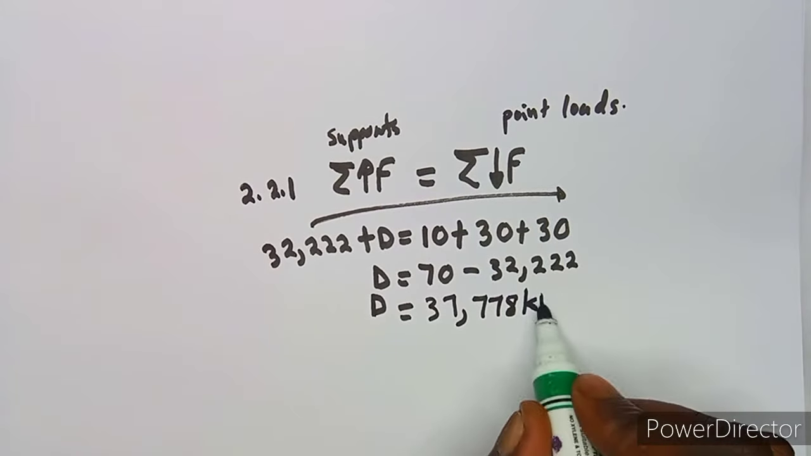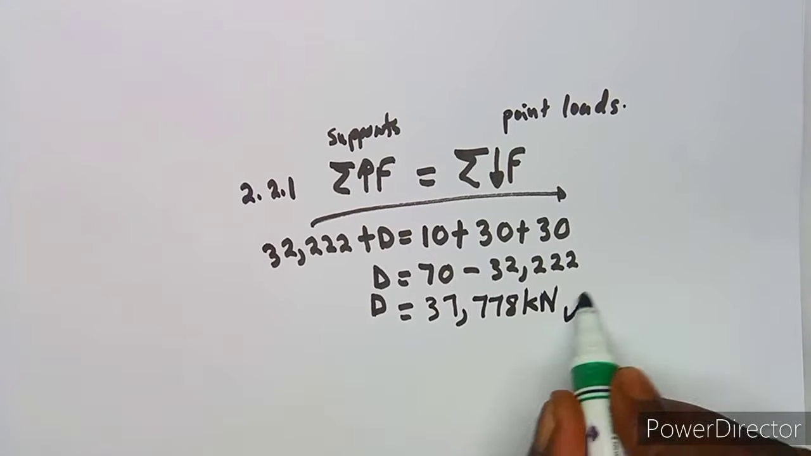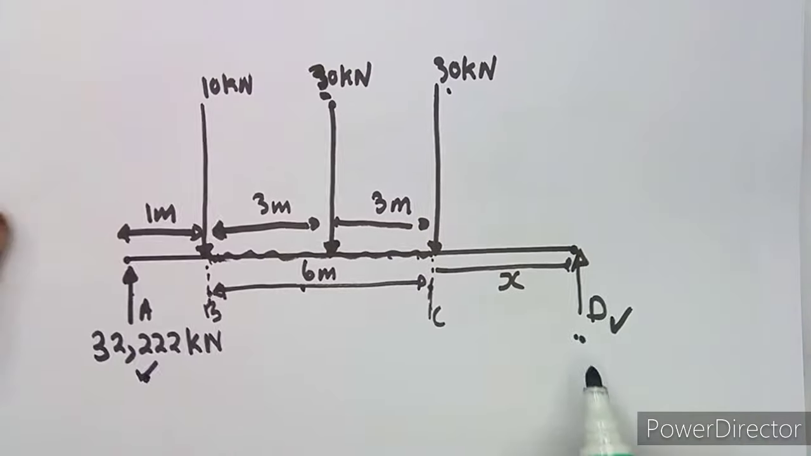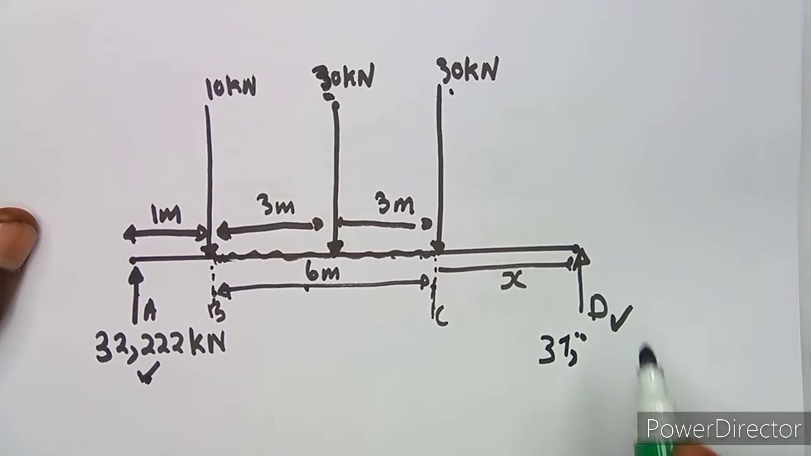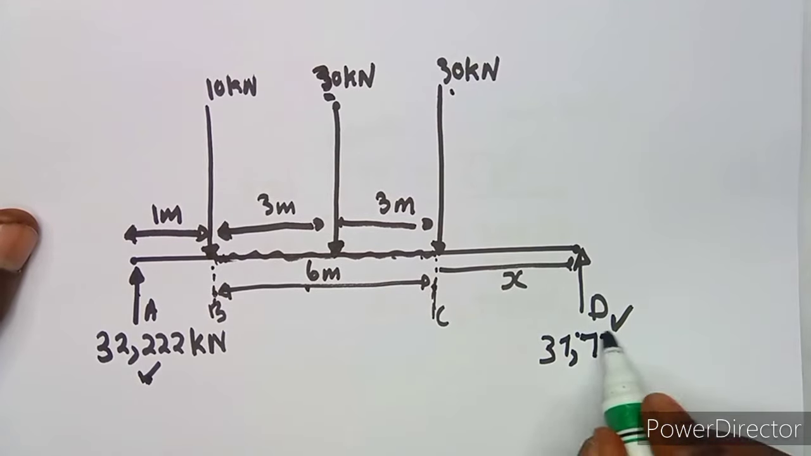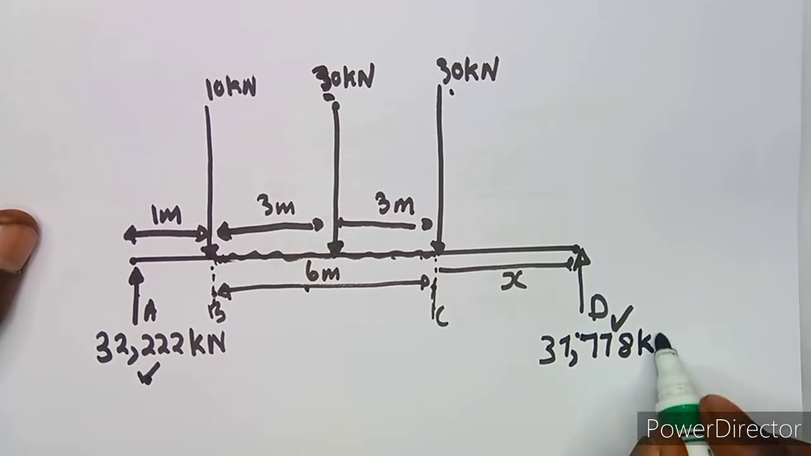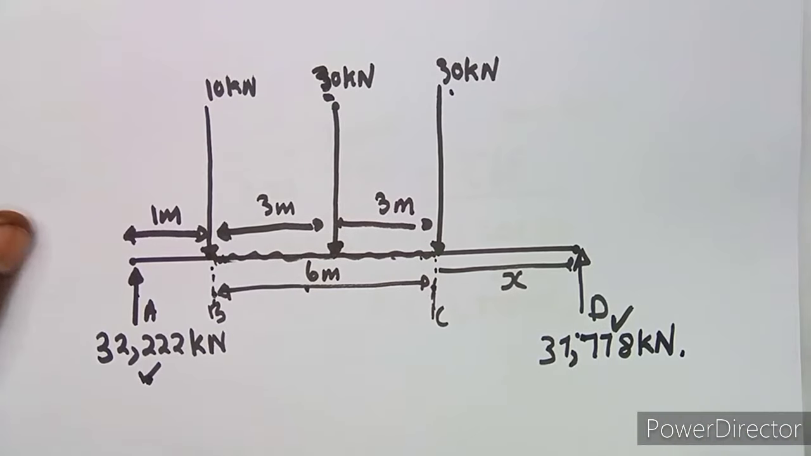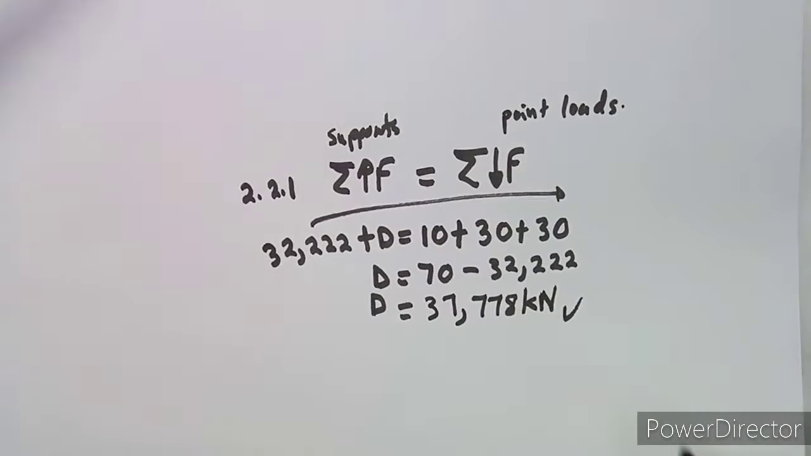37.778 kilonewtons, because the other forces were in kilonewtons. So that's our D, guys, which is 37.778. All right, so we now have our D here. Let's see what we are going to have. So that's our first question.